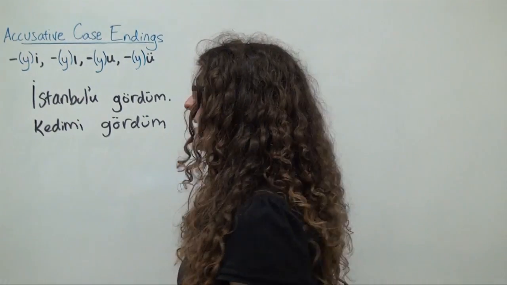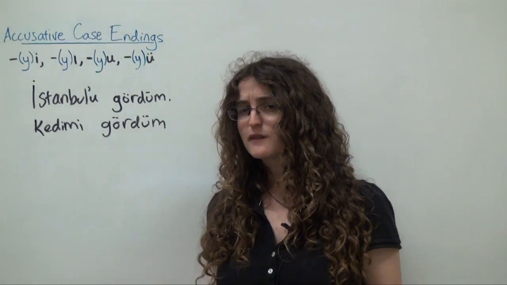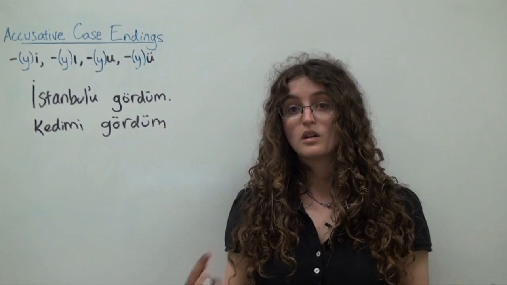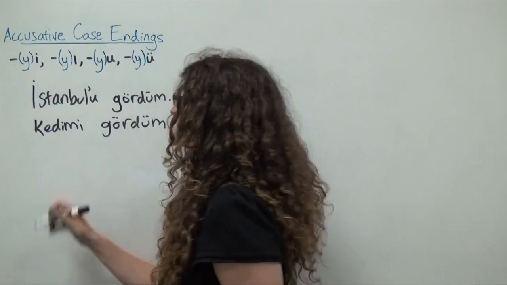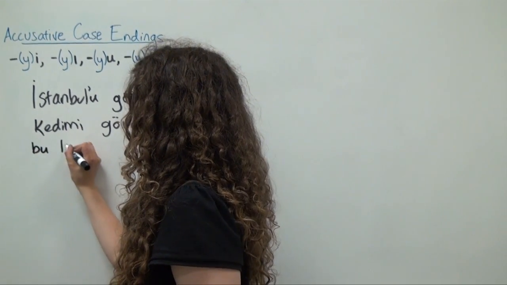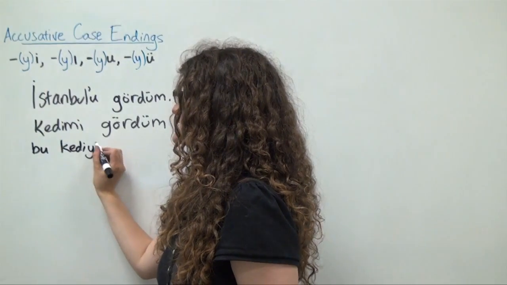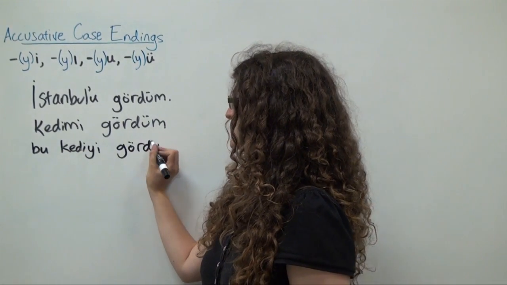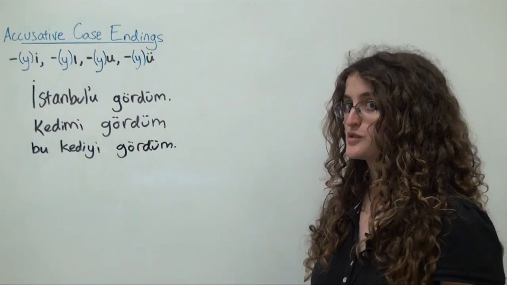We also need to use the accusative case ending for direct objects which are modified by demonstrative pronouns. What's a demonstrative pronoun? In Turkish, bu, this, şu, this or that, and o, that, are all demonstrative pronouns. So if I want to say I saw this cat, bu kedi, bu kediyi, notice that buffer ye, bu kediyi gördüm. I saw this specific definite cat. So we use the accusative case.